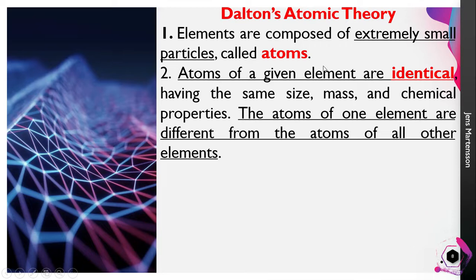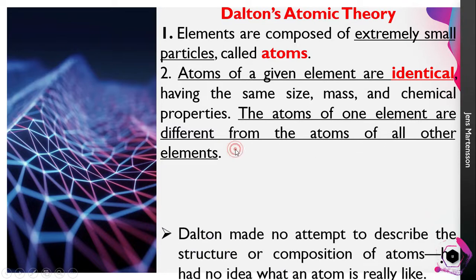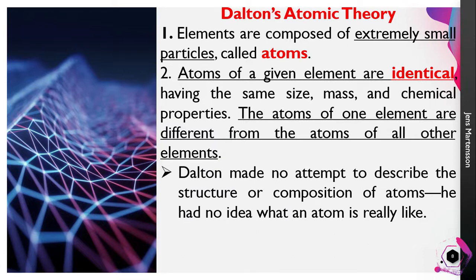Again, the atoms that compose one element, for example gold, are identical, meaning they have the same size, the same mass, and chemical properties. And the atoms of one element are different from the atoms of all other elements. Dalton, however, made no attempt to describe the structure or composition of atoms, because at that time there was no idea yet about the structure of the atom. And yeah, that's it.